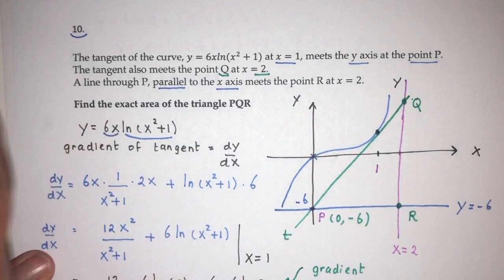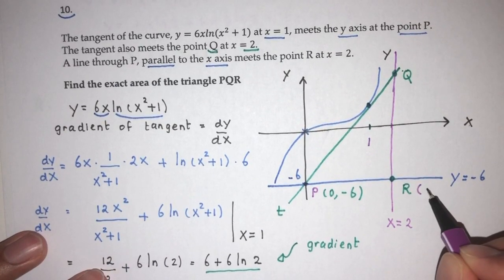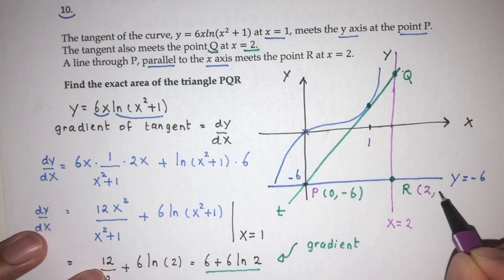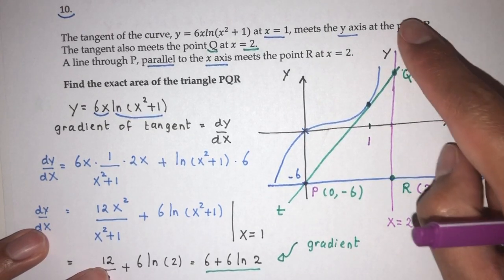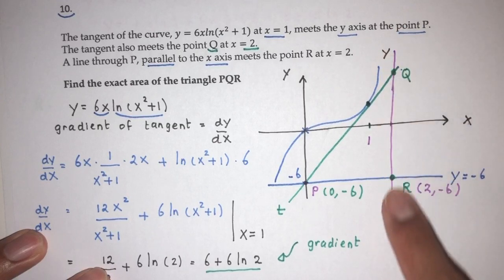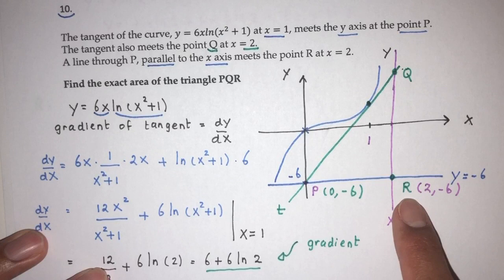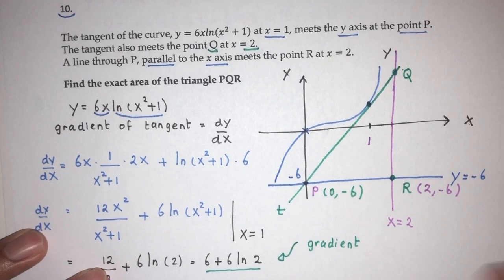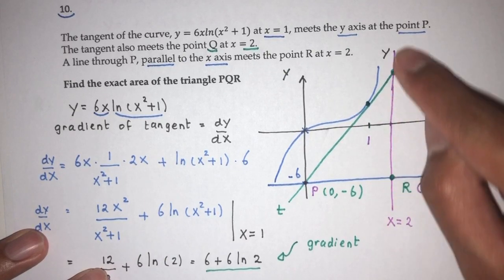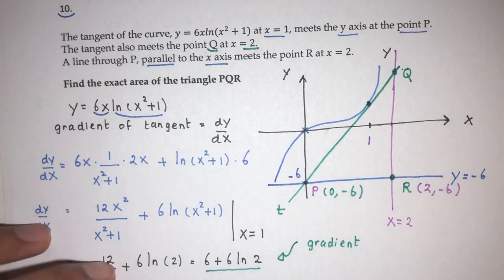Now, R is the point where this line and this line meet. So by observation, you can conclude that R has to be the point where the x value is 2 and the y is minus 6, if that makes sense. Because the point where they both meet will be the point of intersection for R. Given that this one is a horizontal line and this has to be a vertical line, these two provide you with the point R. So now we have all 3 points.